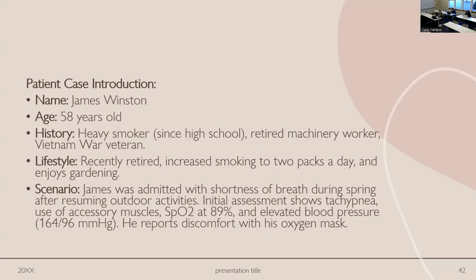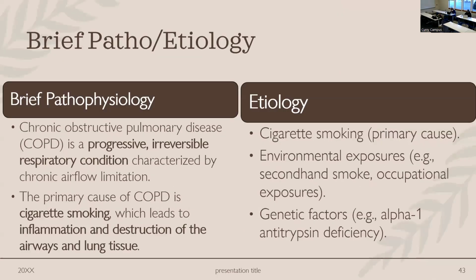The scenario is James was admitted for shortness of breath during spring after resuming outdoor activities. Initial assessment shows tachypnea, so rapid breathing, use of accessory muscles, SpO2 89%, and elevated blood pressure 164/96, which is a little high and makes sense. And he reports discomfort with his oxygen mask. Sometimes you'll see this with patients wanting to take those off.